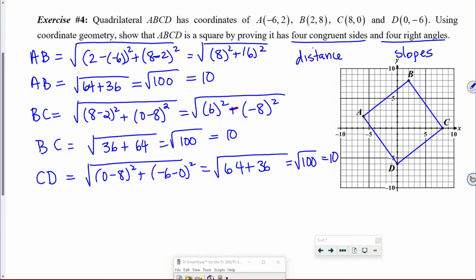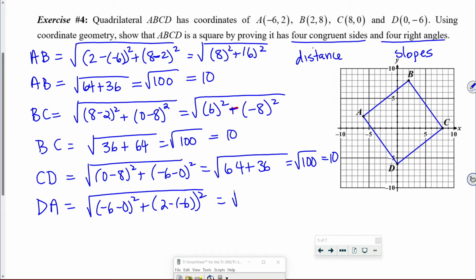And finally, DA, its length is going to be the square root of (negative 6 minus 0) squared plus (2 minus negative 6) squared. Negative 6 minus 0 squared is going to be 36. 2 minus negative 6 is 8. 8 squared is 64. And yet again, we get the square root of 100, which is 10.